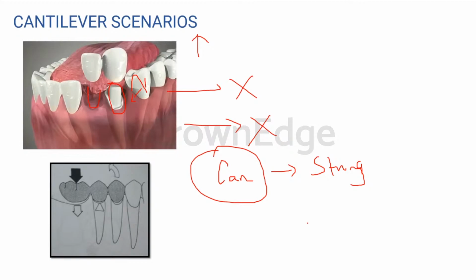Canine can replace both the lateral incisor and a first premolar. Now what happens is, just to replace a lateral incisor, if you're going to give a 3-unit bridge, we'll have to involve both the central incisor and the canine, right? Just to replace it. Right?